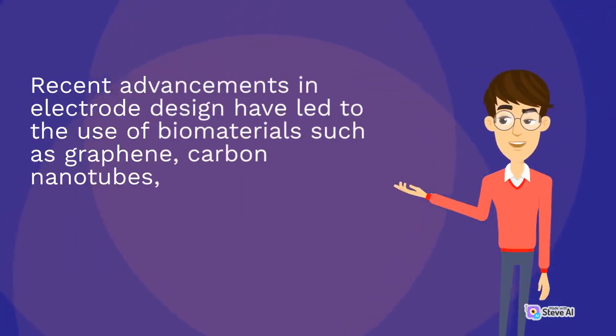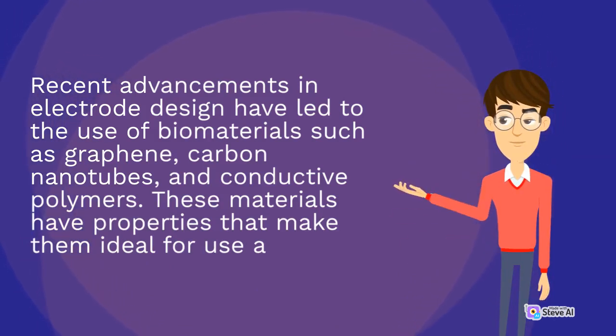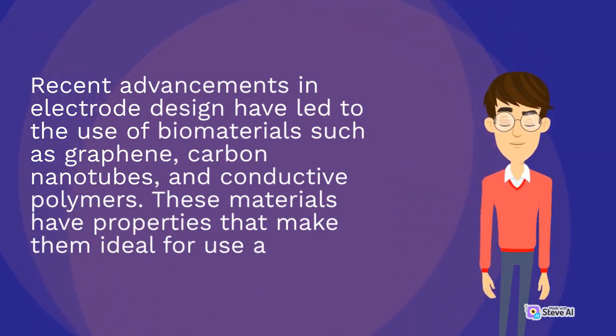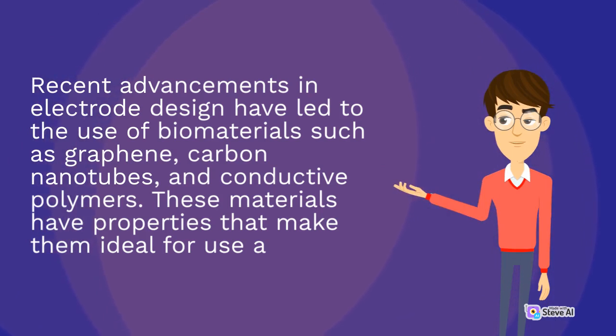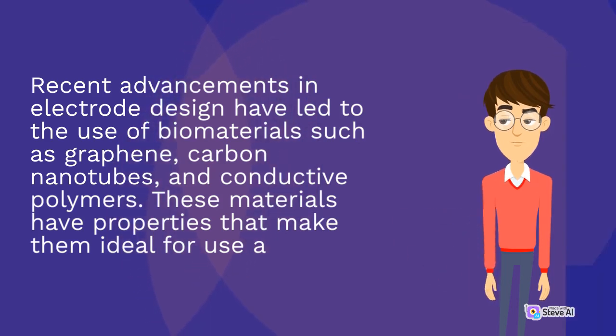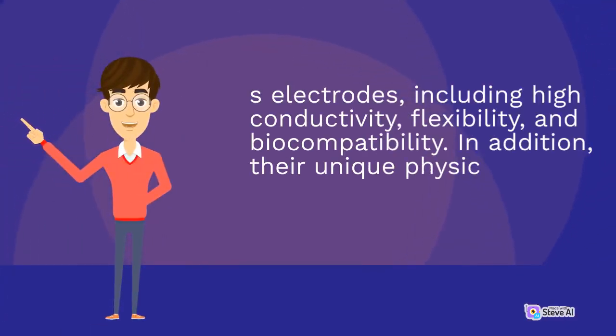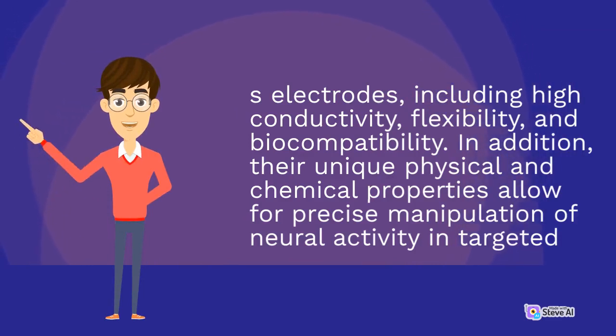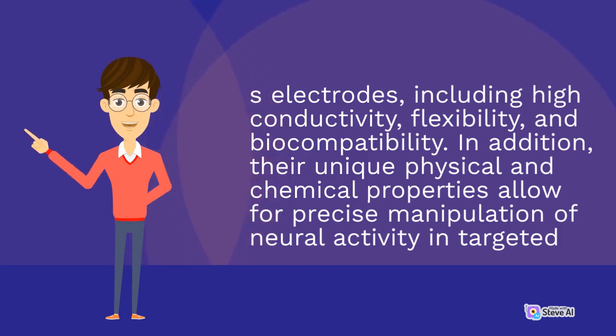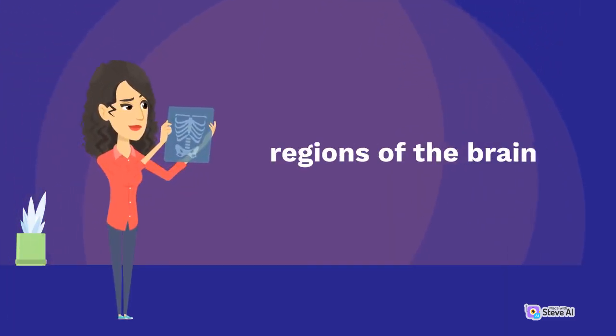Recent advancements in electrode design have led to the use of biomaterials such as graphene, carbon nanotubes, and conductive polymers. These materials have properties that make them ideal for use as electrodes, including high conductivity, flexibility, and biocompatibility. In addition, their unique physical and chemical properties allow for precise manipulation of neural activity in targeted regions of the brain or spinal cord.